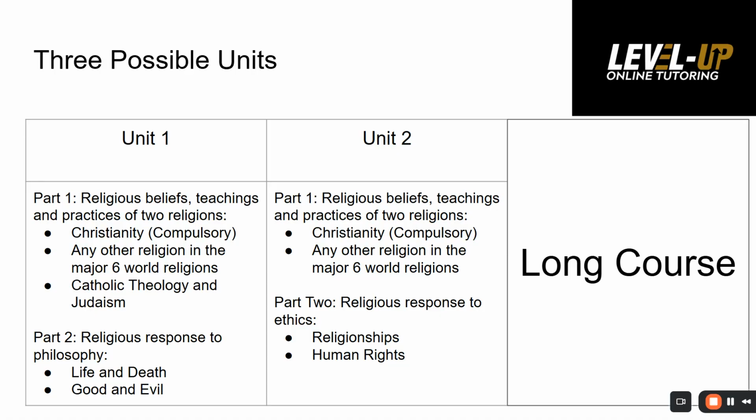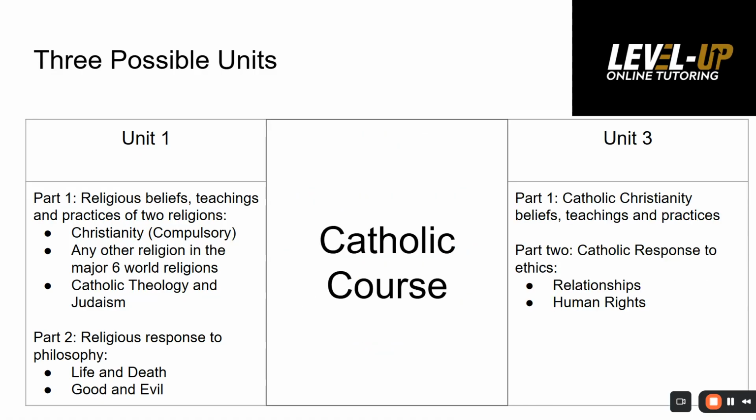Now, there is a third option here where if you had chosen to do specifically Catholic, this allows you then Unit 3. So if you're doing the Catholic course, again, it's in two different parts. You've got Catholic Christianity beliefs, teachings and practices, as well as Catholic responses to ethics, human rights and relationships. So you do Part 1, with Catholic theology and Judaism, along with Part 2, religious responses to philosophy, and then you do Unit 3 instead of Unit 2. So again, just focusing in on that Catholic perspective of Christianity.